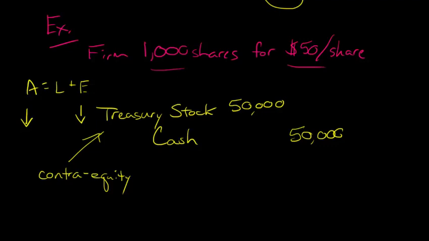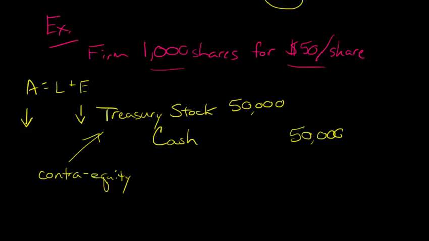Similar to contra assets that you think about in the assets section, something like accumulated depreciation, you see it in the assets section, but it's not an asset. It's actually a reduction in an asset. And the same goes with treasury stock. It's actually reducing the capital stock of the firm.